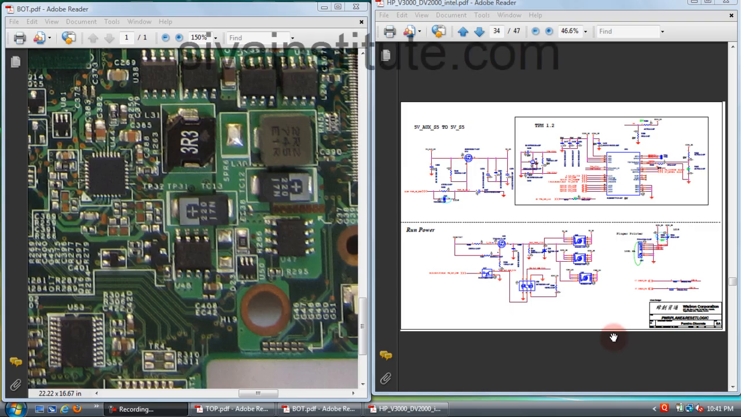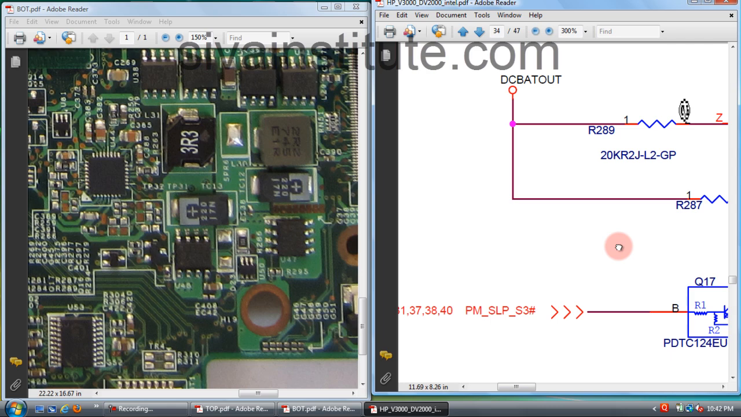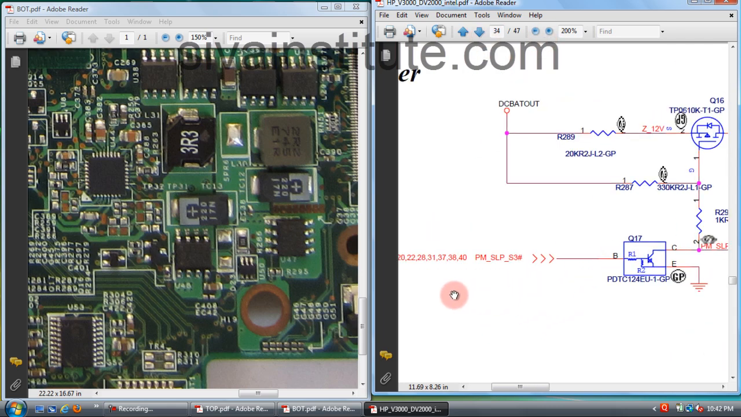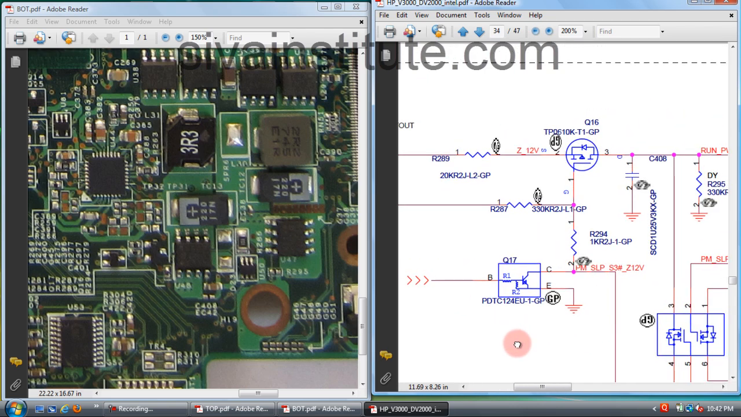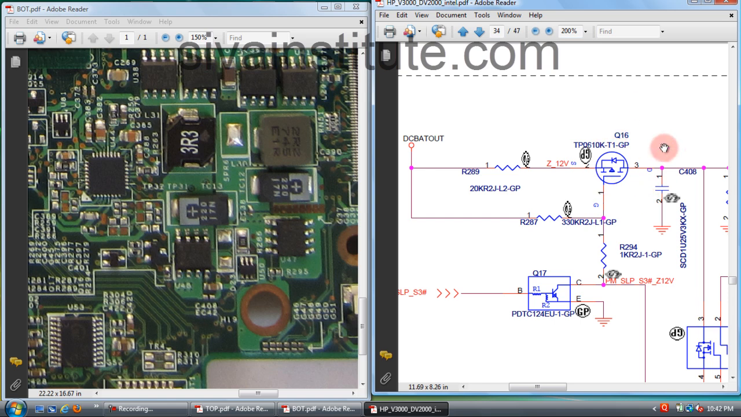See page number 34. This voltage comes to here, SLP S3. This voltage comes to here. We will see here the SLP S3 command. The SLP S3 command comes to Q17 and Q16. When this voltage comes to here, this voltage goes to ground.